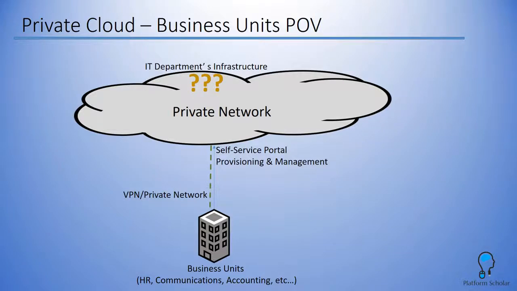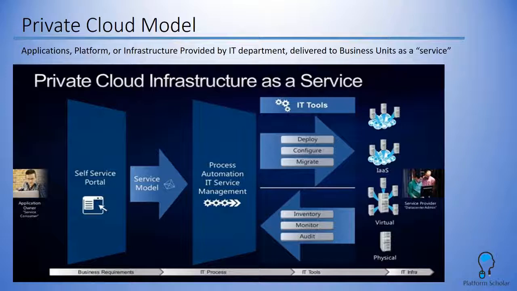In fact, as you can see from this Microsoft diagram, their definition of a private cloud infrastructure is the ability for an application owner to use a self-service portal to access automated processes that interface with IT tools designed to perform various tasks, including provisioning and management on back-end infrastructure that exists in multiple locations. It even shows that the service provider in this case is the data center administrator.